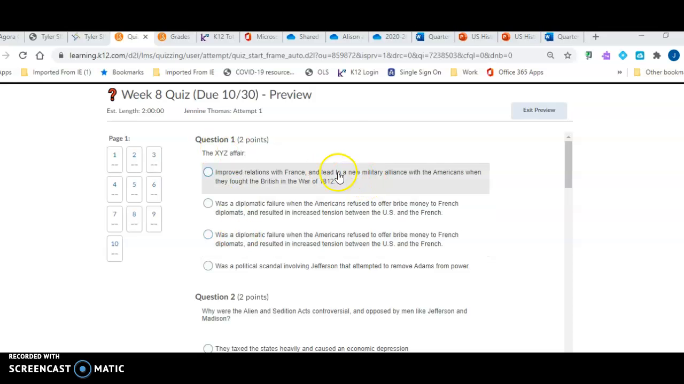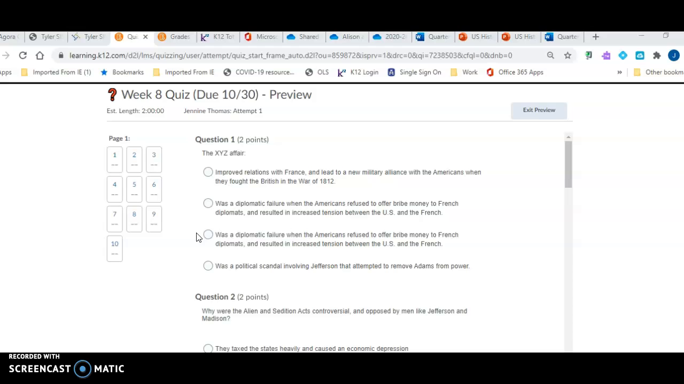Question number 1. The XYZ affair improved relations with France and led to a new military alliance with the Americans when they fought the British in the War of 1812. Was a diplomatic failure when the Americans refused to offer bribe money to French diplomats and resulted in increased tension between the U.S. and the French.